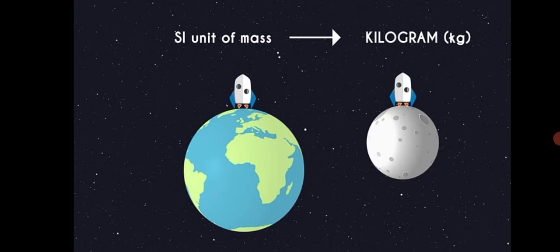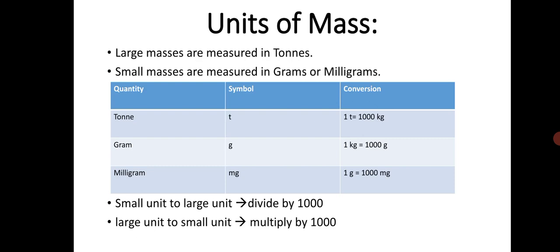The standard metric unit of mass is the kilogram. Large masses are measured in tons. Small masses are measured in grams or milligrams. The symbol for ton is T, and 1 ton is equal to 1000 kilograms. The symbol of gram is g. 1 kilogram is equal to 1000 grams. And the symbol of milligram is mg. And 1 gram is equal to 1000 milligrams.